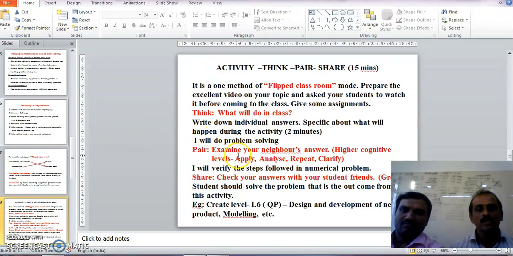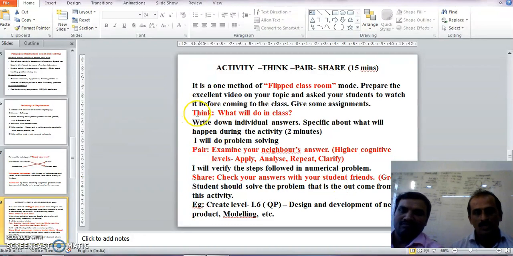This is what exactly happens in the think. Then pairing is examining your neighbor's answers. Think for 2 minutes about yourself, then pair, examine your neighbor's answer, which involves higher cognitive levels as per Bloom's taxonomy, like apply, analyze. Then I will verify the steps followed in a numerical problem with my neighbor student. That is what exactly happens in pair. In the share, check your answers with your student friends in a group, in a mass.